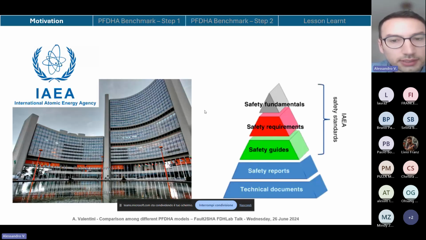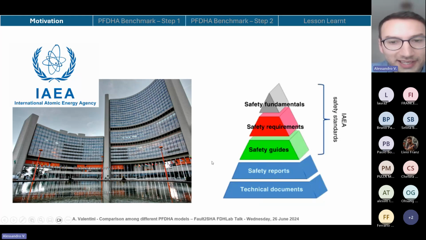As I said, this is a project led by the International Atomic Energy Agency. I don't know if you are familiar with the IAEA documents, but basically there is a hierarchical structure of the documents. On the top, there are safety fundamentals, then safety requirements, and safety guides. Then below there are maybe thousands of technical documents that help member states to address the requirements and the guides in the main important IAEA documents.